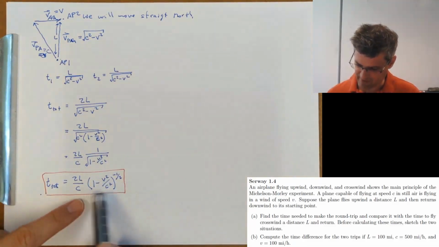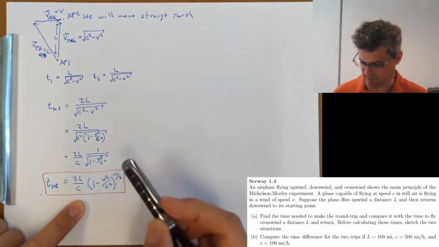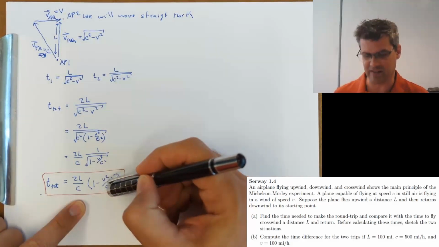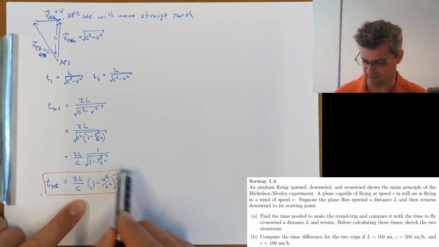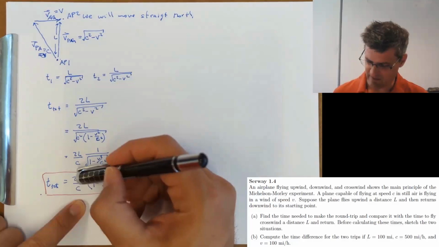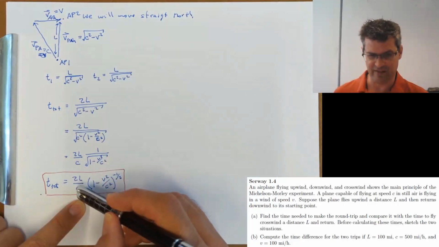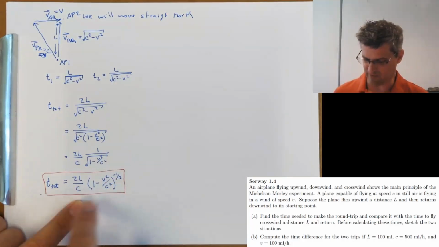Now obviously the thing here in parentheses is dimensionless. A speed divided by a speed doesn't have any units, 1 doesn't have any units. Everything here is unitless. But meters divided by meters per second has units of seconds. So this really is a time.